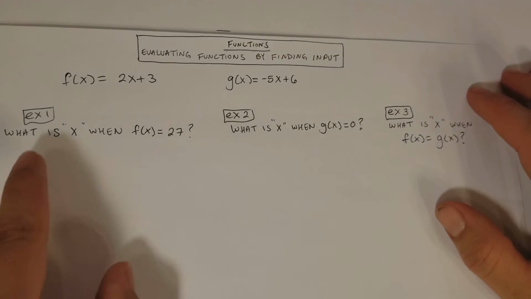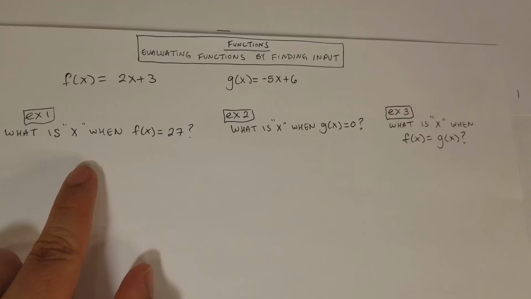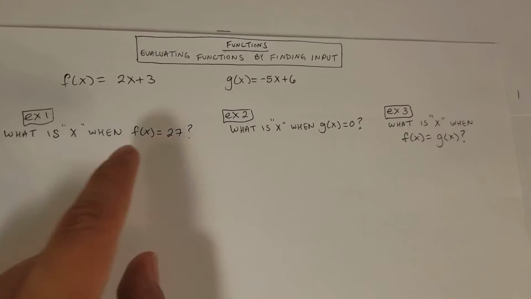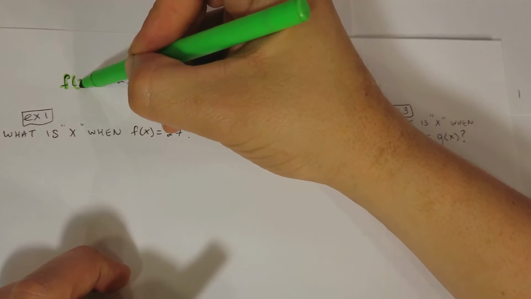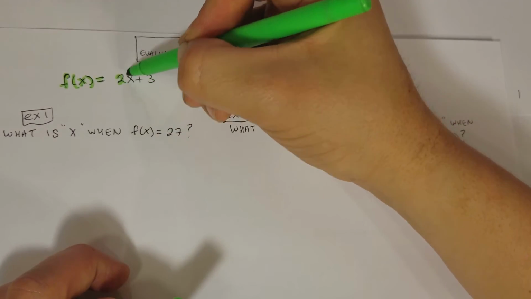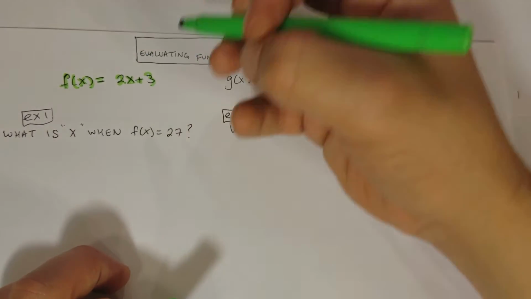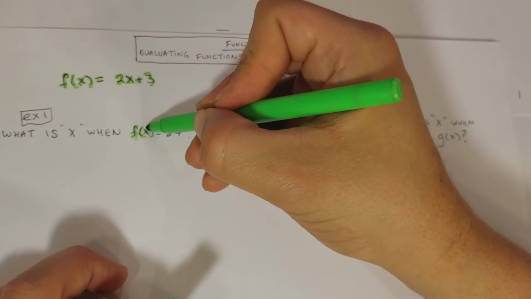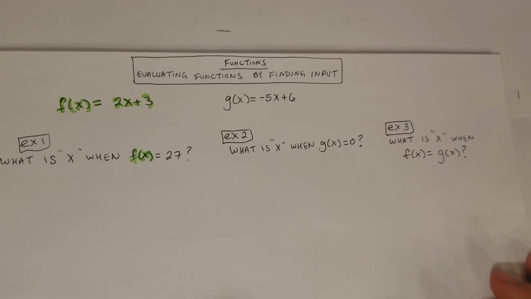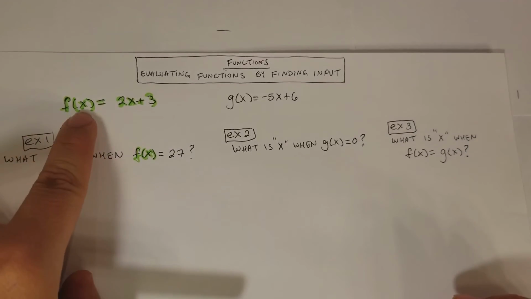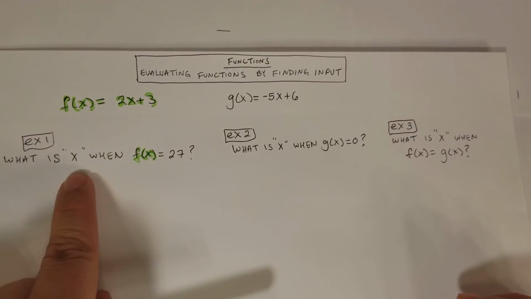Now what this is saying is, what is the value of x when f of x equals 27? I'm going to go ahead and color code this value of f of x. So f of x is equal to 2x plus 3. And then they're asking you, what do you get for x when f of x equals 27? All that is saying is you set f of x equal to 27 and then solve for x.